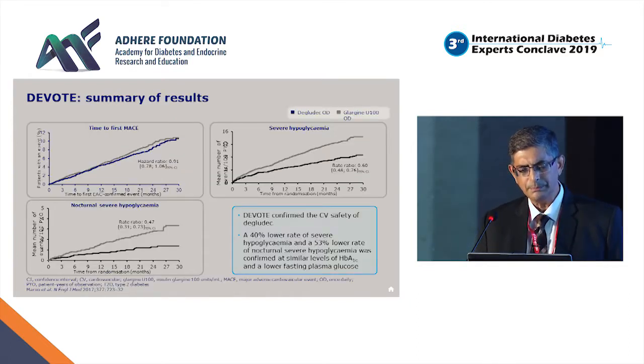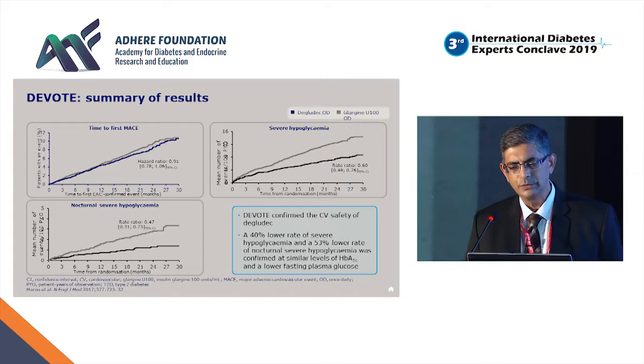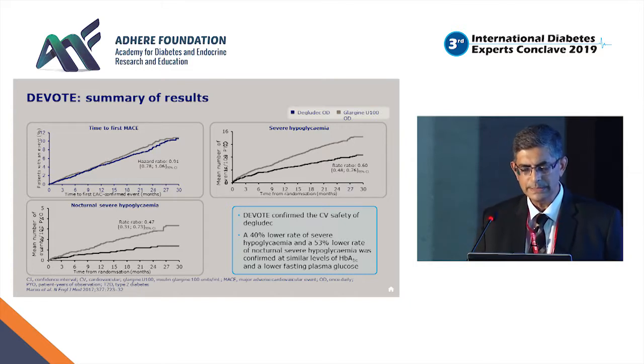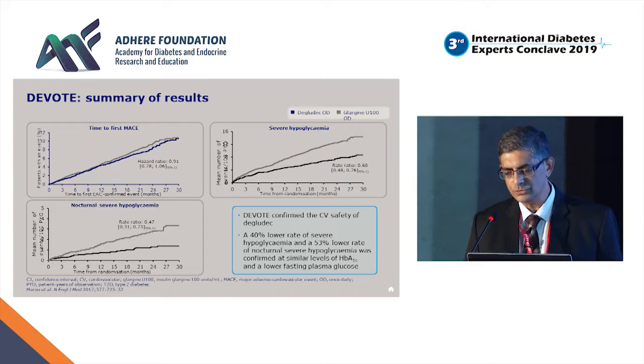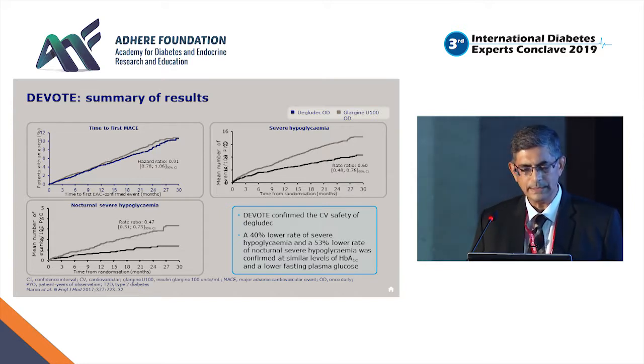So if you have to sum up in the three trials, and you have to look at the evidence in more than 16,000 patients, you find that whether it's the BEGIN, SWITCH 2, or the DEVOTE trials, all three trials showed a much lower incidence of hypoglycemia, whether it's nocturnal or severe, in patients who are getting degludec.